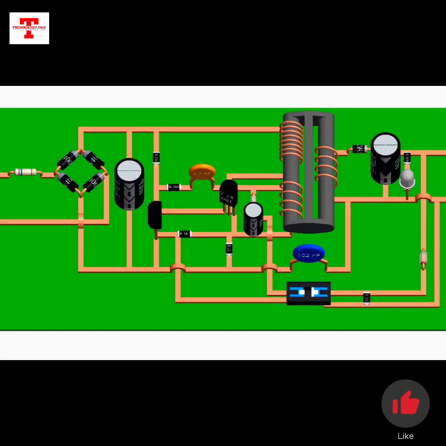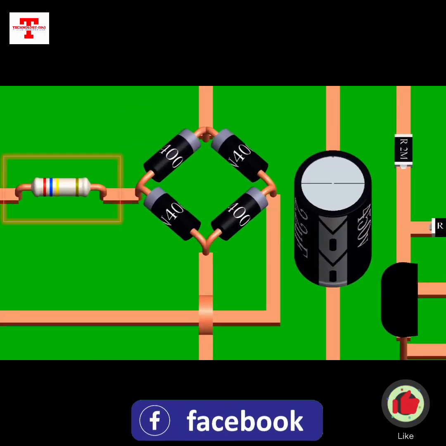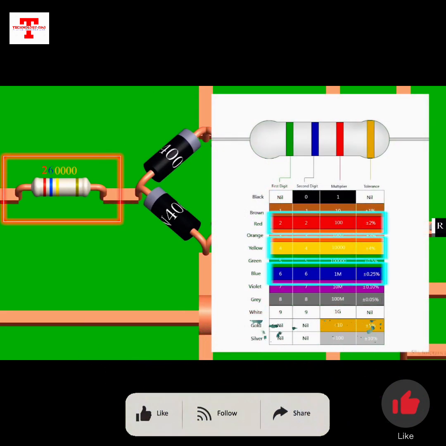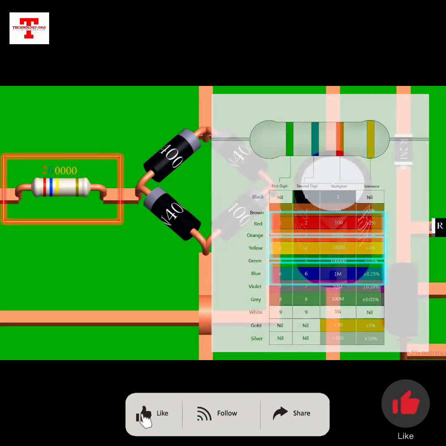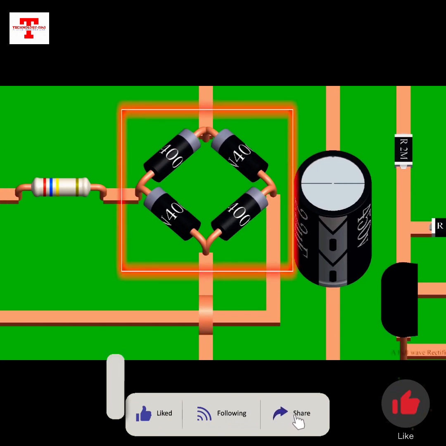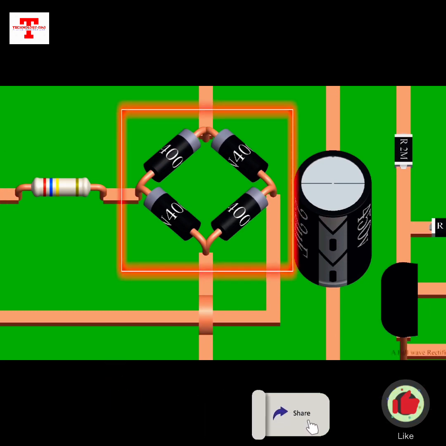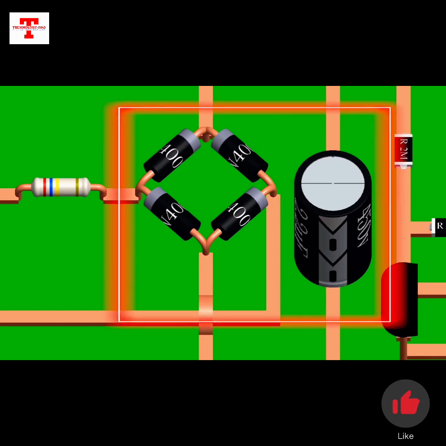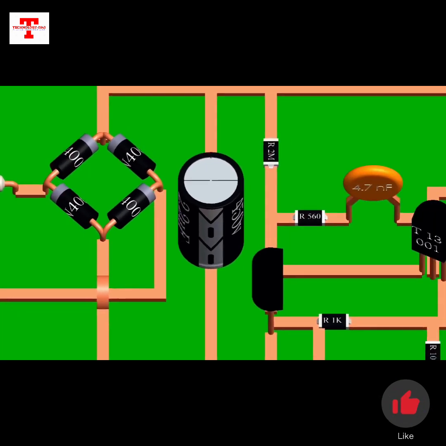Now we can see all the components and connections. This red wire is the phase wire and the black is neutral. First, we have a resistor. By observing the color bands and reference table, we can see it's 260 kiloohms. This is a fusible resistor which prevents damage from overloading. Then there is a bridge rectifier made of 4 1N4007 diodes and a filter capacitor of 450 volts and 2.2 microfarad. This circuit converts AC to DC.